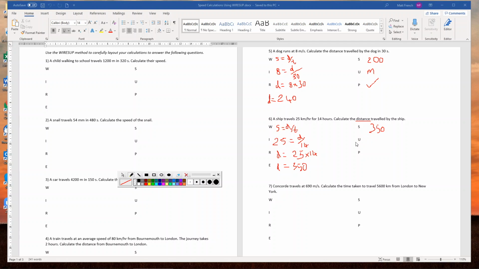The units, well, we multiply the speed in kilometers per hour by a time in hours, so that will give us the unit of kilometers. Do we think in sort of roughly half a day a ship could travel 350 kilometers? Yeah, that seems reasonable.